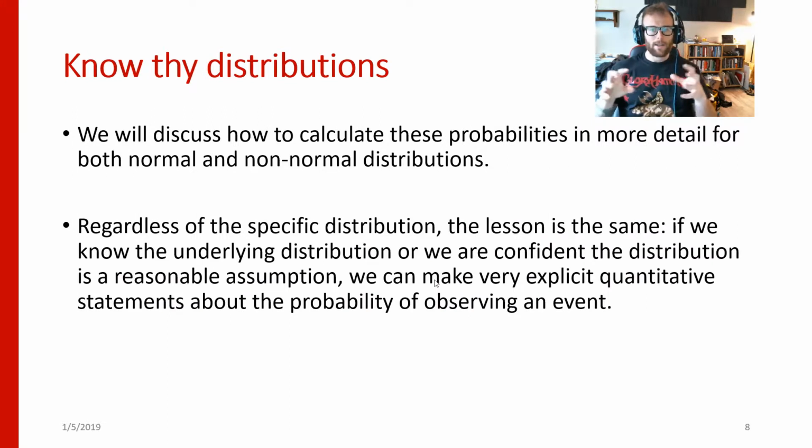So we're going to discuss how to calculate these probabilities in more detail for both normal and some non-normal distributions. But regardless of the specific distribution, the underlying lesson is the same, and this is what's really important. If we know the underlying distribution, or we're confident that we can make a reasonable assumption about the underlying distribution, we can make very explicit quantitative statements about the probability of observing an event.